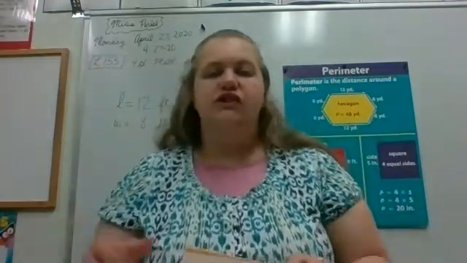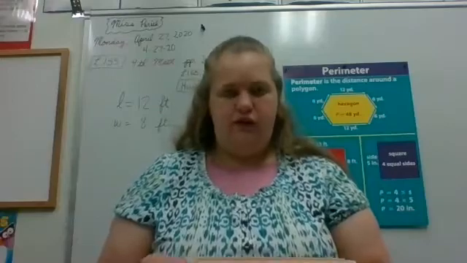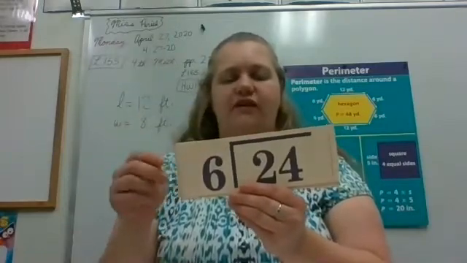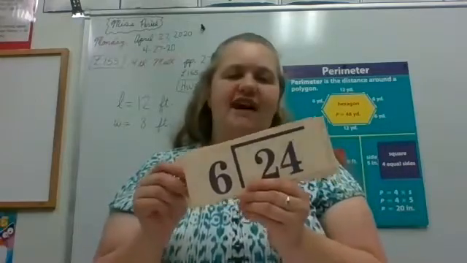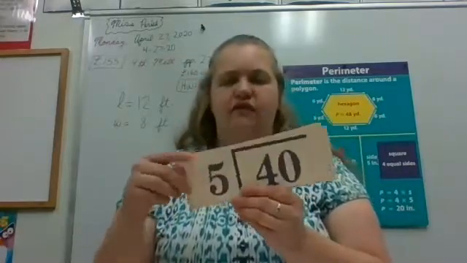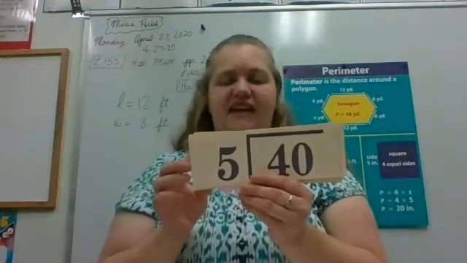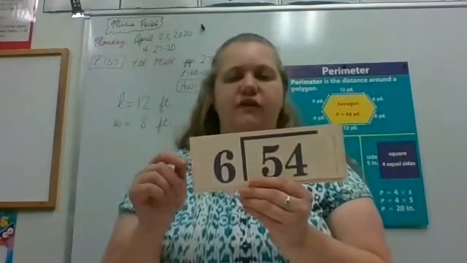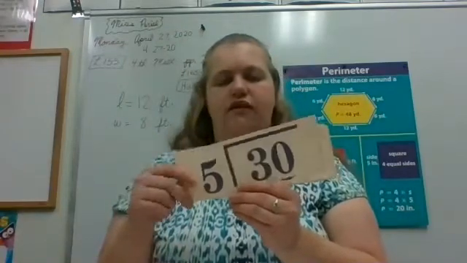Okay, we're going to do just a couple of division problems. So right here, 36 divided by 4, 9. 18 divided by 6, 3. 24 divided by 4. Sorry, 24 divided by 6 is 4. I said that one. Okay. 40 divided by 5, 8. 18 divided by 3, 6. 54 divided by 6, 9. 15 divided by 5, 3. 30 divided by 5, 6. And we're back at the beginning.